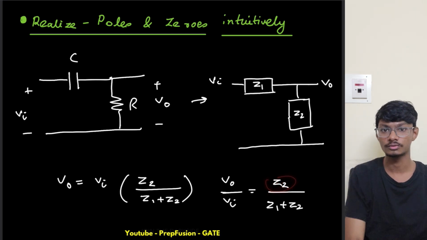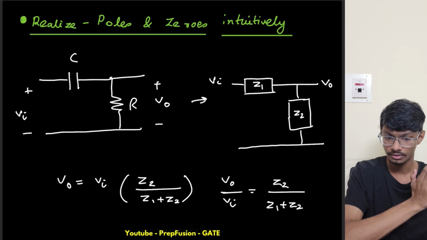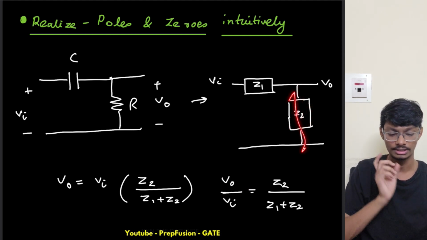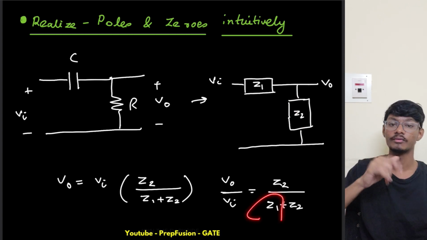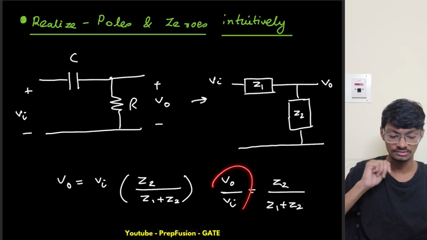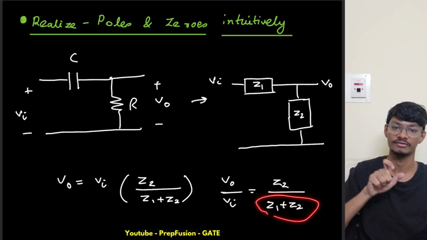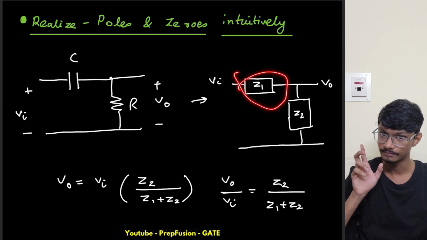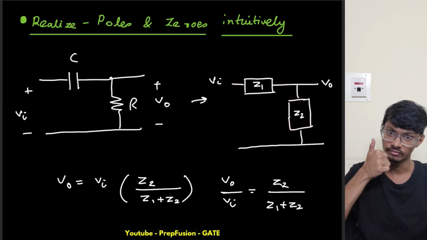So if Z2 goes to 0, then this transfer function will go to 0. If Z2 goes to 0, that means this is a short circuit. And if Z1 goes to infinity and Z2 is some finite value, then this transfer function will again go to 0, because in the denominator we have infinity and in the numerator we have a finite value. So if we break the link or if we short the output, then we will get a 0.